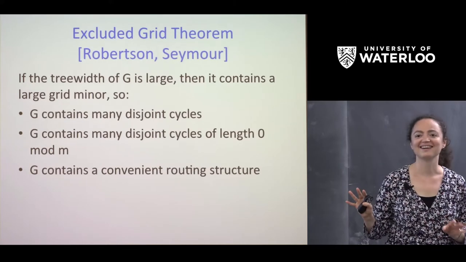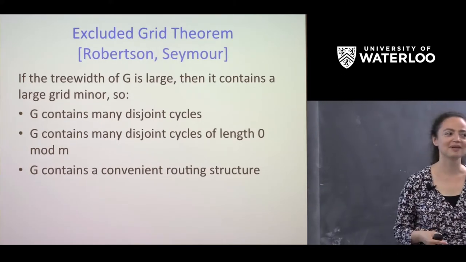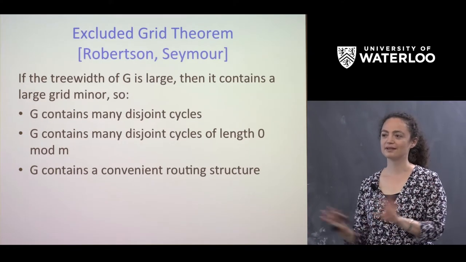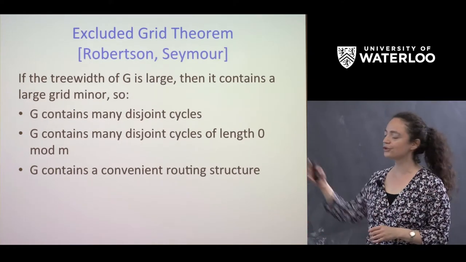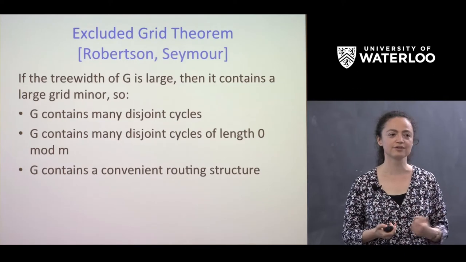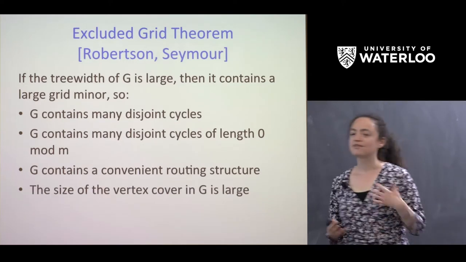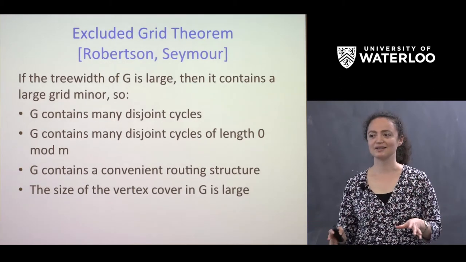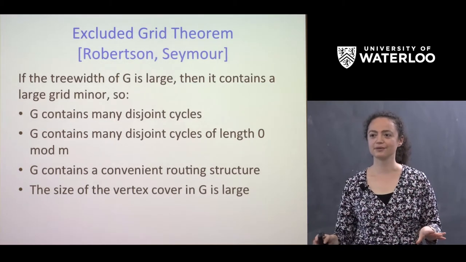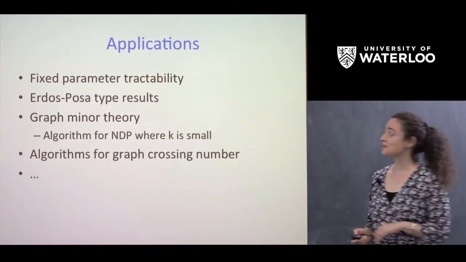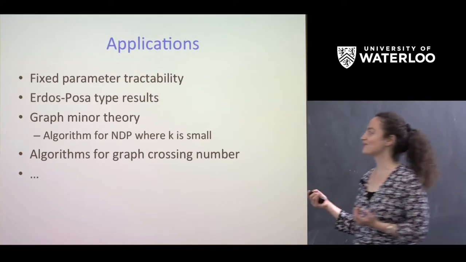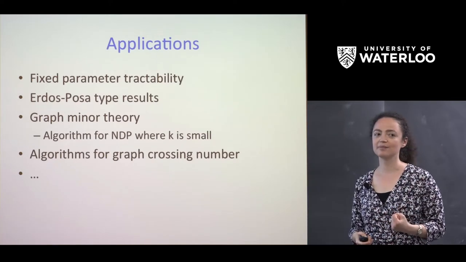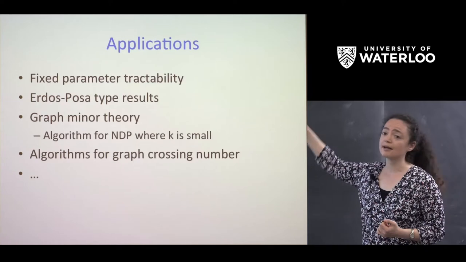Despite what I said, unless you try to solve the node-disjoint paths problem, a grid is a convenient routing structure. For example, with congestion 2, routing on a grid is a piece of cake. So you know that you have this large convenient routing structure. You know that the size of the vertex cover in your graph is large by looking at the grid. There are lots of things you can say immediately just by knowing that your graph has a large grid. So this theorem turned out to be very useful. It was used originally also in that algorithm for node-disjoint paths with a constant number of demand pairs, but it's also useful in many other different scenarios.